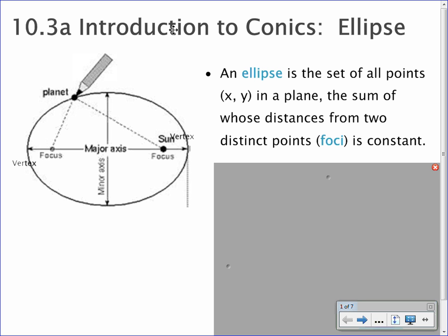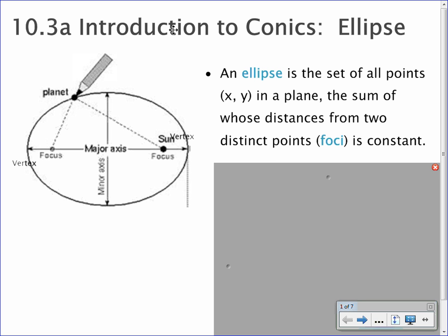Okay, so here's an ellipse. You can think of it as a squished circle, an oval, however you want to think of it, but this is an ellipse. An ellipse is actually how most planets orbit. Ours is nearly a perfect circle.